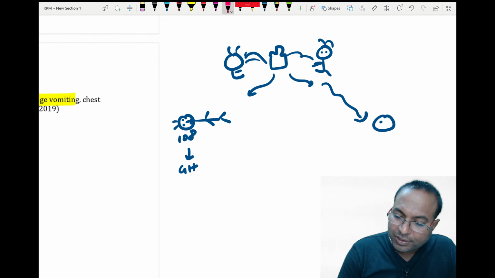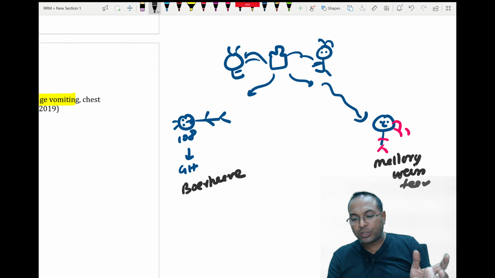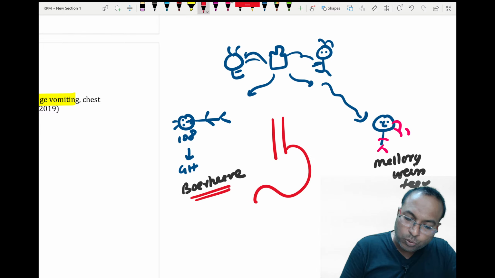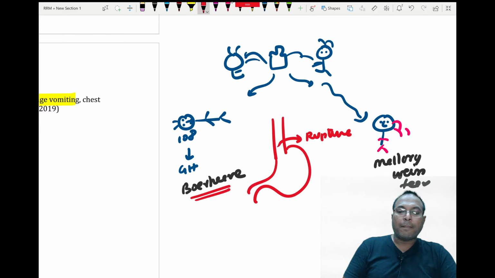So what are the two differences? This guy had Boerhaave's syndrome and this guy had Mallory-Weiss. Please remember, Boerhaave's syndrome is due to rupture of the esophagus. Mallory-Weiss tear is a tear in the OG junction. Partial tear, it is not a full tear. So a Mallory-Weiss tear will bleed, but nothing will happen. The bleeding will stop by itself. Whereas Boerhaave's syndrome is a rupture of the lower left posterior esophagus.